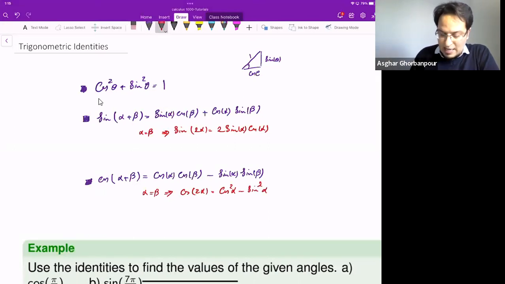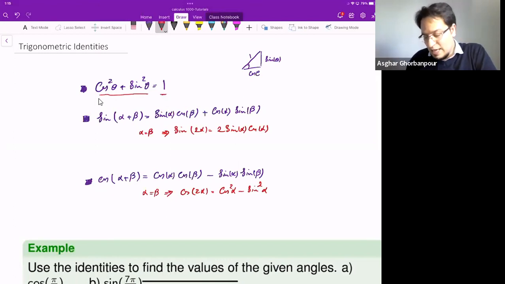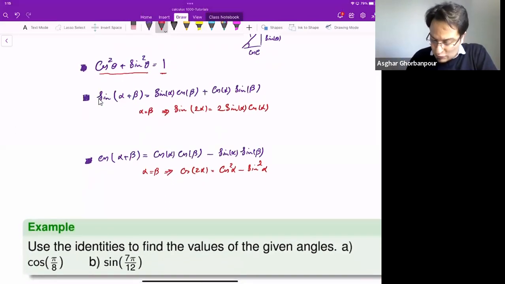It's interesting. If you add cosine squared to sine squared, you get 1. If you subtract them, you get cosine of 2 alpha. But then you can combine this and that. For example, instead of writing cosine squared, you can write 1 minus sine squared. That will give you another formula. This is for double angle.